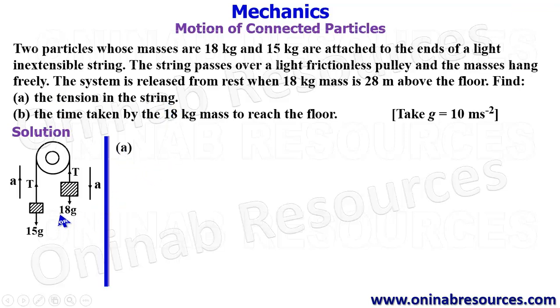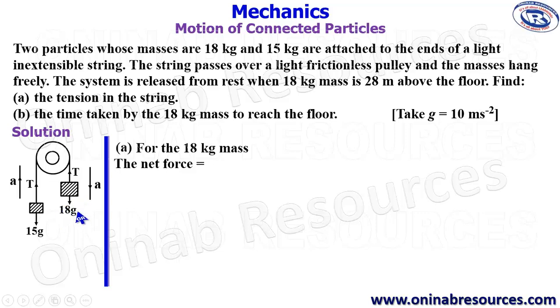For the A part, we start from the 18 kilogram mass. The net force for the 18 kilogram mass, since the object is moving downward, is going to be 18g minus the tension. By Newton's second law of motion, we have 18g minus T equal to the mass of the object multiplied by the acceleration with which it goes down. So that is equal to 18a.